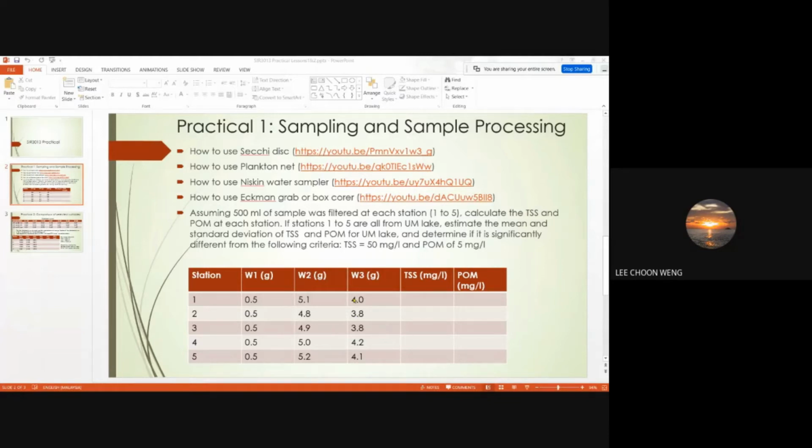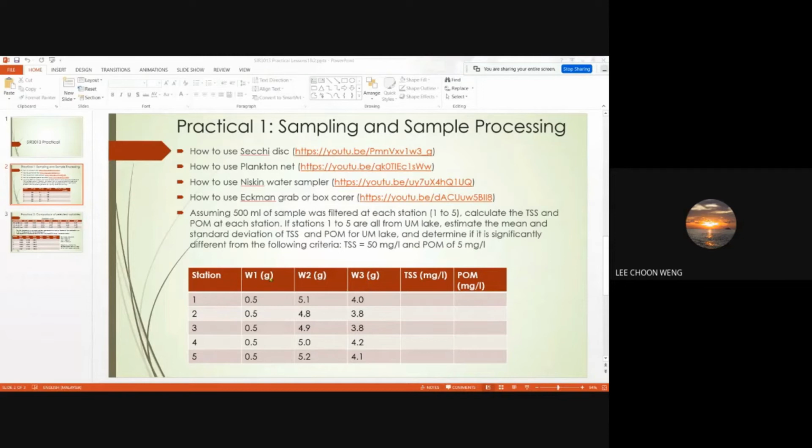Calculation of TSS and POM. TSS is total suspended solids, so it's W2 minus W1, divided. If you look at the unit here, it's milligram per liter. So this is gram, so of course the counts will be like 5,000. Very high numbers.